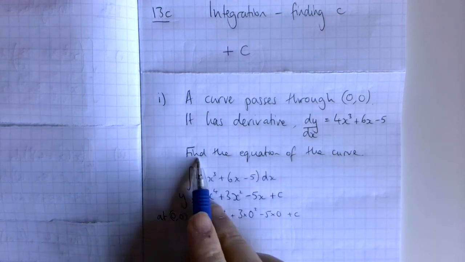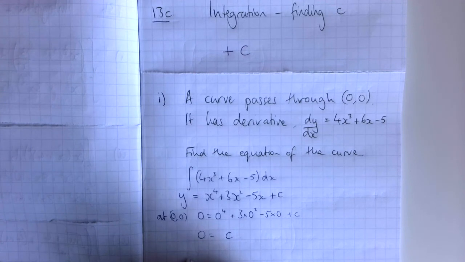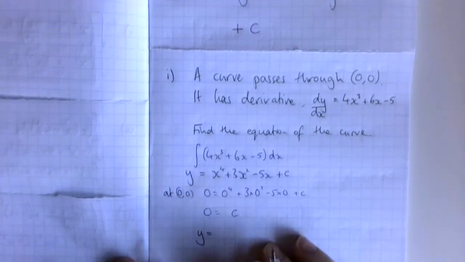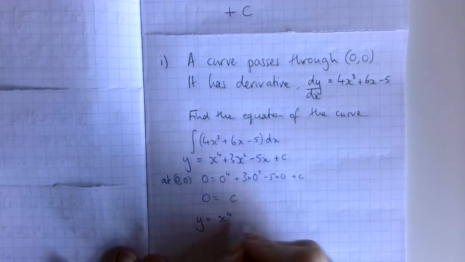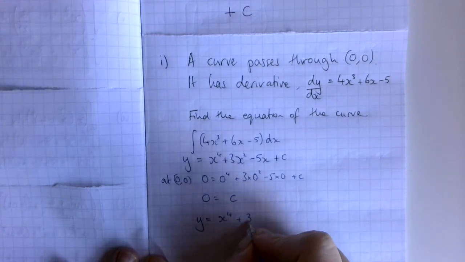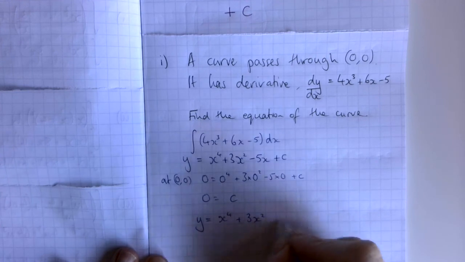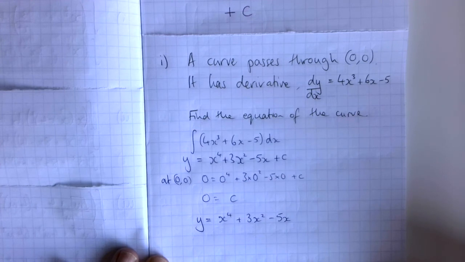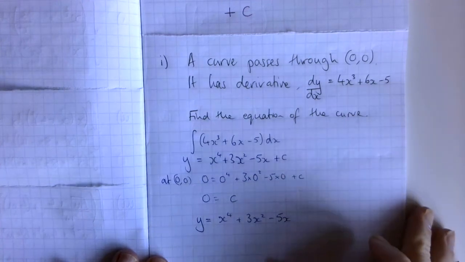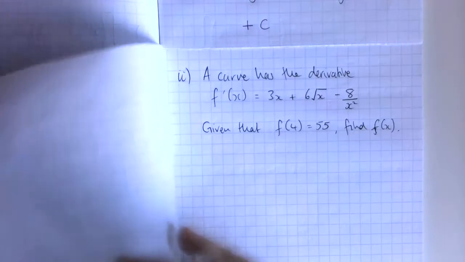So remembering to actually answer the question, find the equation of the curve. So it is y equals x to the power of 4 plus 3x squared minus 5x plus nothing. And that's that one. So I've got one more example, a slightly more complicated one.